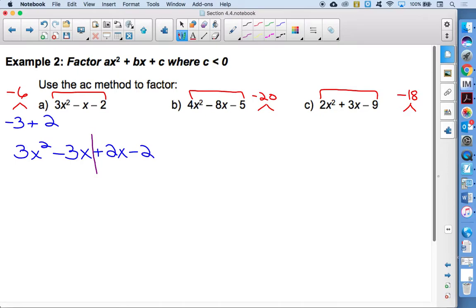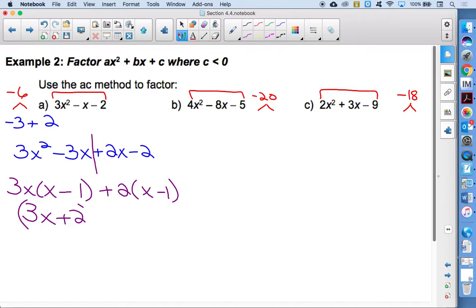So Ethan, you would take out a 3x and you would get x minus 1. Good. And then I would take out 2 and it would be x minus 1. Good. And then I would do 3x plus 2 parentheses x minus 1. Good. Any questions with the first one?